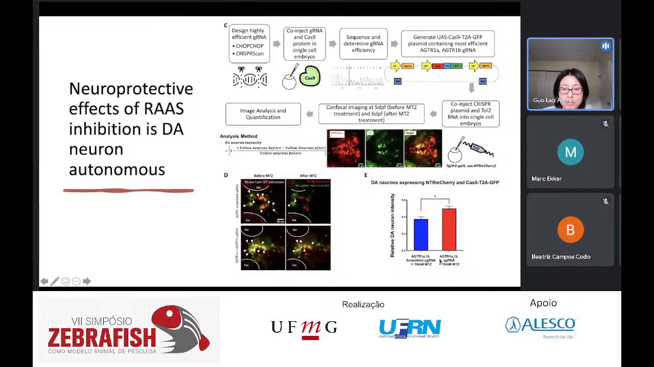What we have observed is that when we specifically knock down both AGTR1A and 1B using this CRISPR knockout approach, we can see a significant neuroprotective effect in dopaminergic neurons. So this result suggests that the neuroprotective effect of RAS inhibition is dopamine neuron autonomous.